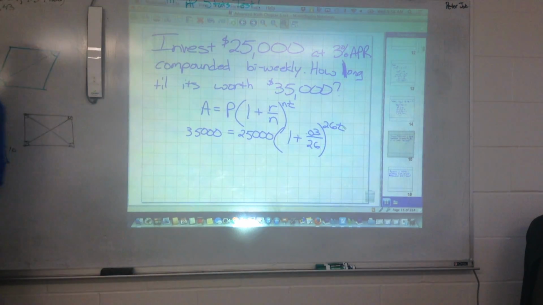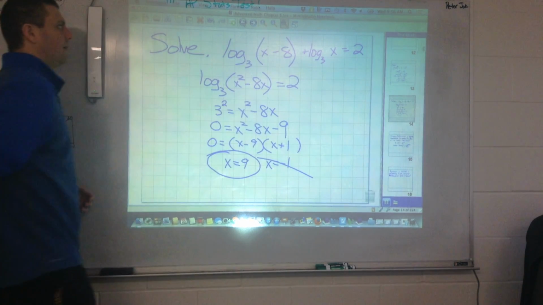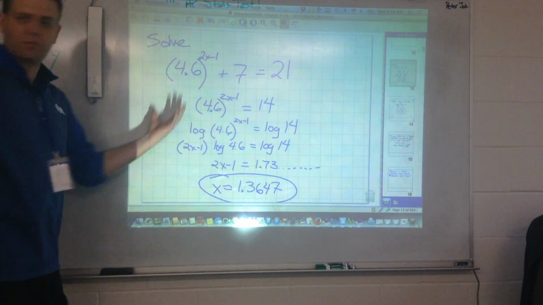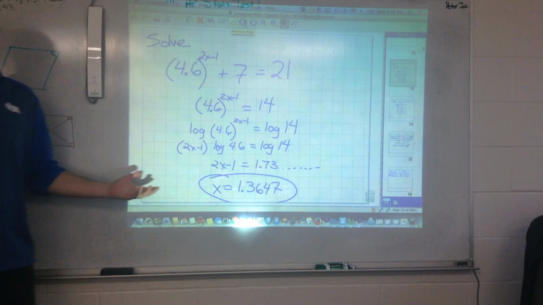So this would be my setup. If you wanted to, you could just put like 7 equals 5, instead of 35,000 and 25,000, because either way you're going to divide and get the same decimal over there. Okay. So this actually is a problem very, very, very similar to the first one you did today.